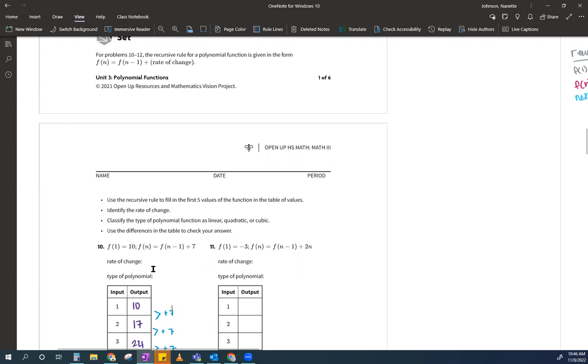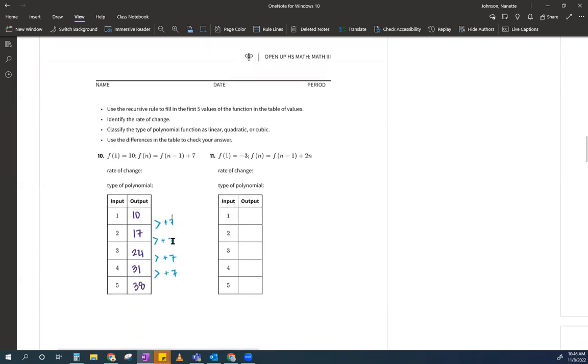Ms. Johnson, why did you put plus? Because I wanted you to know that I'm adding 7. I'm not multiplying 7, subtracting 7. I want it to be very clear. It's plus 7. See, that's what I put down here. So it's plus 7. Then it says classify the type of polynomial. Well, you all learned a little bit ago. It's going to show up here, I promise.